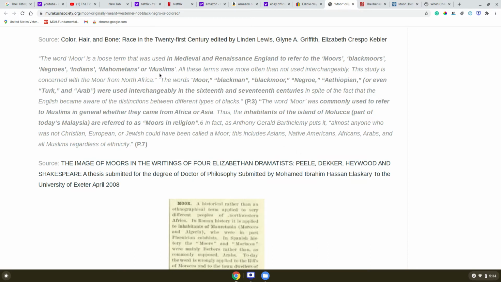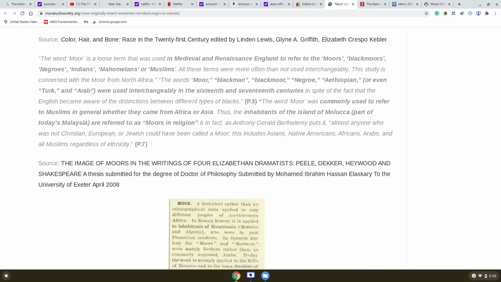The word Moor is a loose term that was used in medieval and Renaissance England to refer to the Moors, Black Moors, Negroes, Indians, Mohammedans, or Muslims. All these terms were more often than not used interchangeably. This study is concerned with the Moor from North Africa. The words Moor, black man, black Moor, Negro, Ethiopian, or even Turk or Arab, which I have seen used as well. I have an article about the sea urchins or Arab children from London, referring to the supposed poor children. But the article itself never gives up the fact that they're speaking about black people when they say Arab or street urchin.